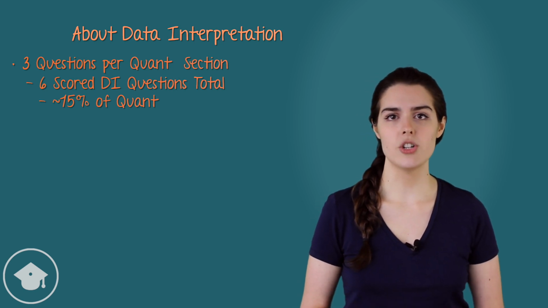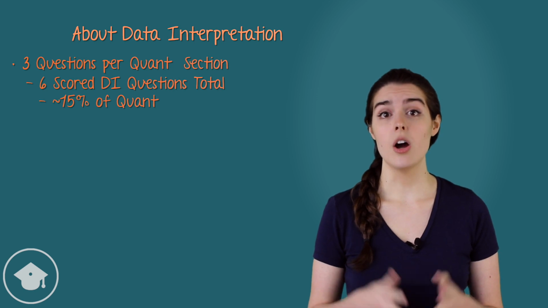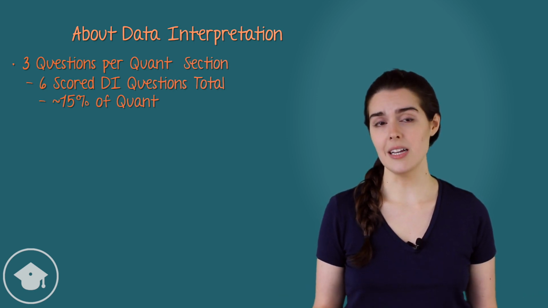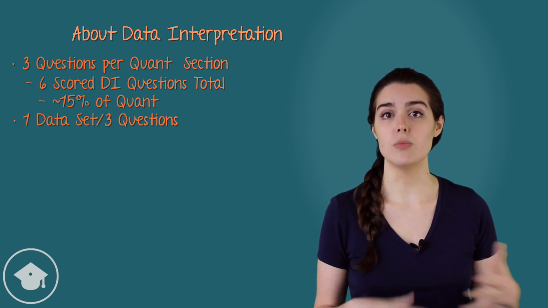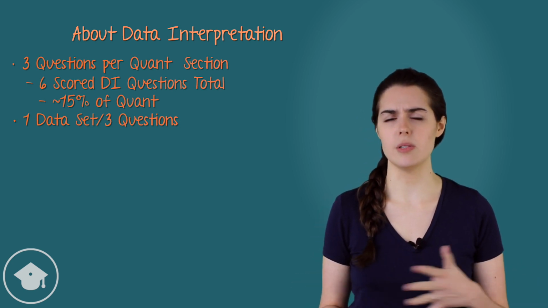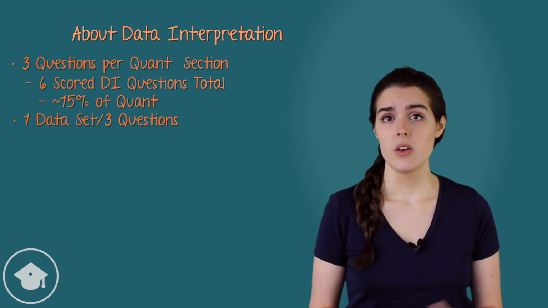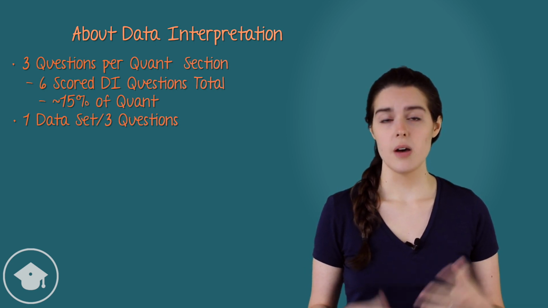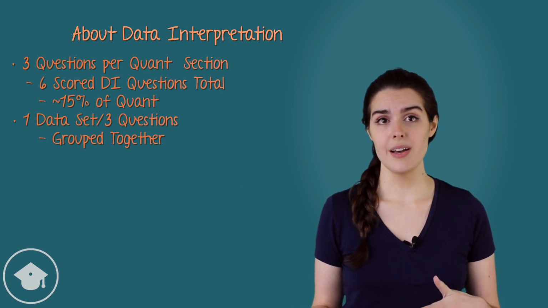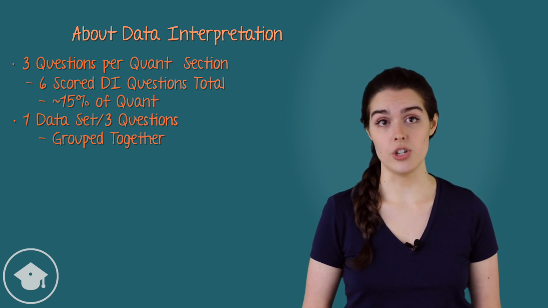Now, all 3 data interpretation questions in one section are presented together. So this makes sense because they all go with one set of data. This set of data may include multiple tables, graphs, diagrams, etc., or just one. We can think of these a lot like multi-question reading comprehension passages, a bunch of information given to us up top that's used to answer a series of questions.